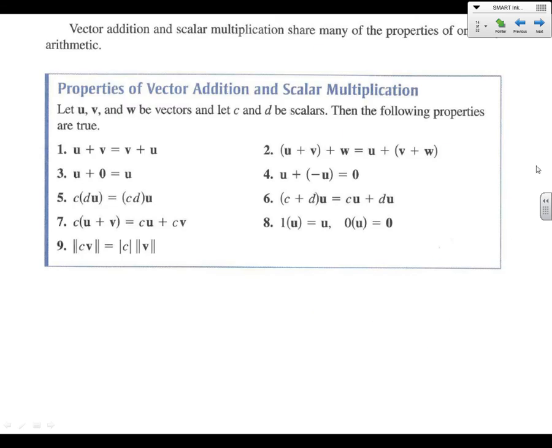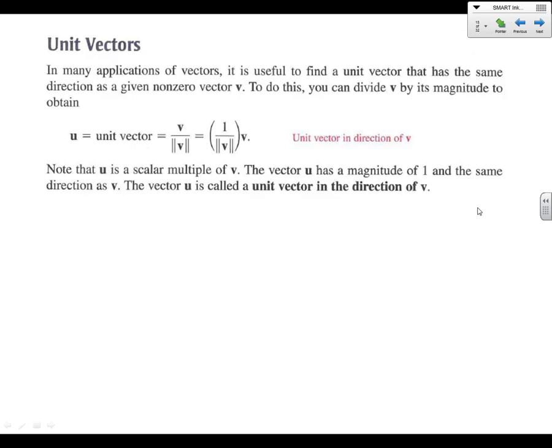All right, so a couple properties here. All this is saying is that whatever you can do to normal numbers, you can do to vectors. All right, the basic rules of algebra apply. Multiplying, dividing, all that good stuff. All right, so that takes us to the unit vector. Here's what the unit vector is.